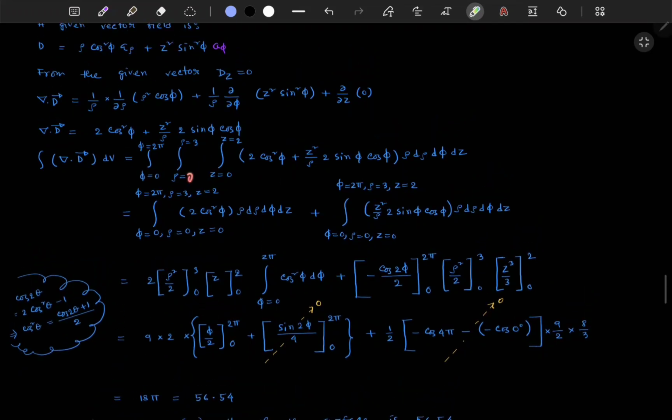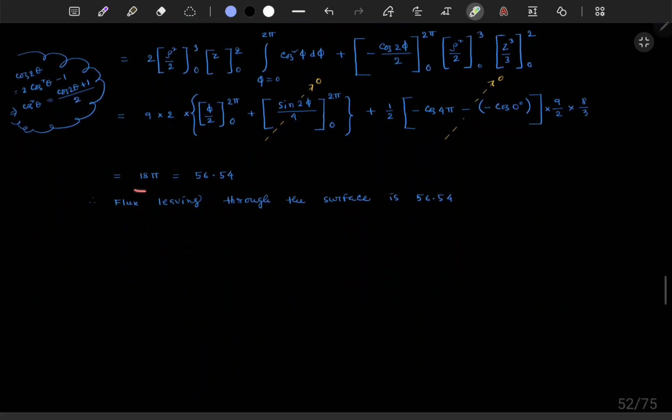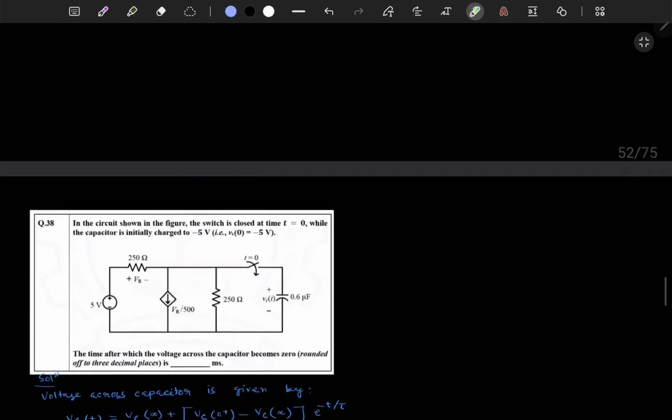So rho from 0 to 3, and phi always 0 to 2 pi. Now if we do this integration, at the end we will get this. So the flux leaving through the surface is this one. Here is one formula we can remember: cos 2 theta equal to 2 cos square theta minus 1.